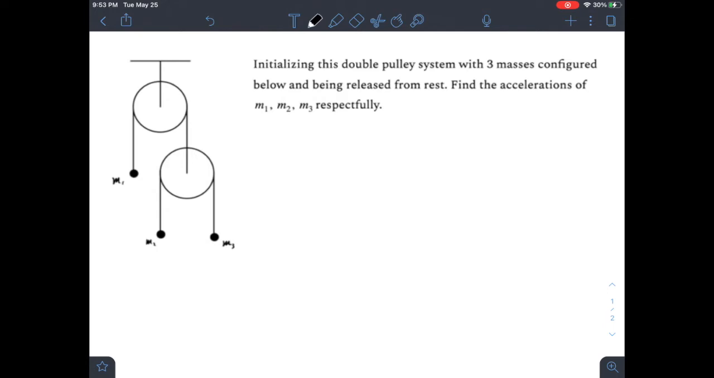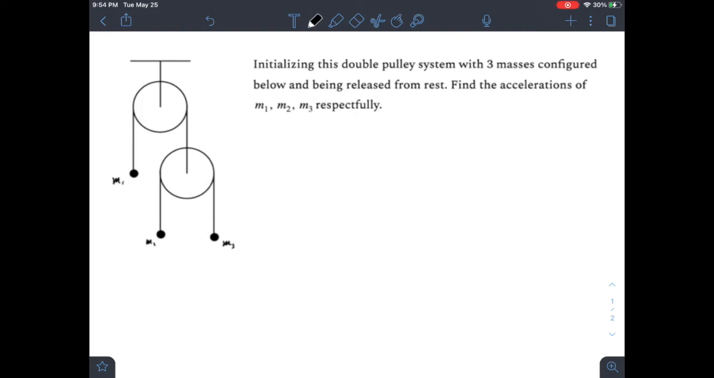Today we are going to initialize this double pulley system with three masses configured below and being released from rest. Find the accelerations of m1, m2, and m3 respectively. So I want you to pause the video, try your own. After you try it, come back to the video and we will solve it together.